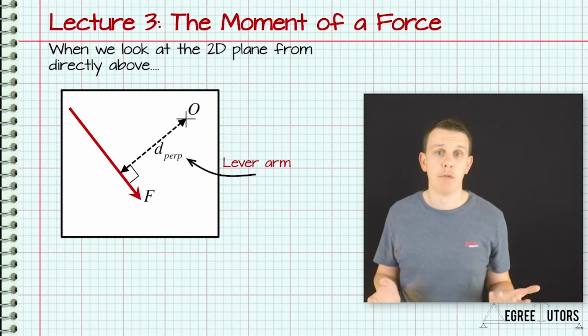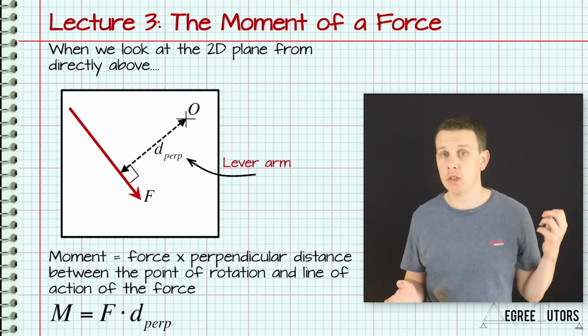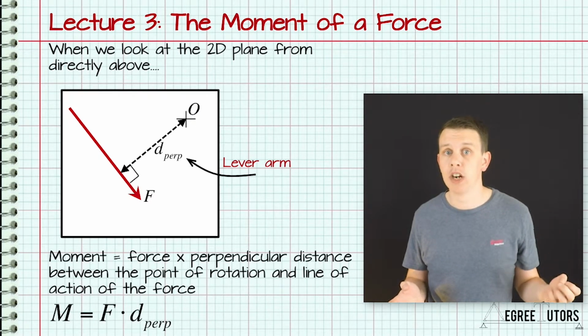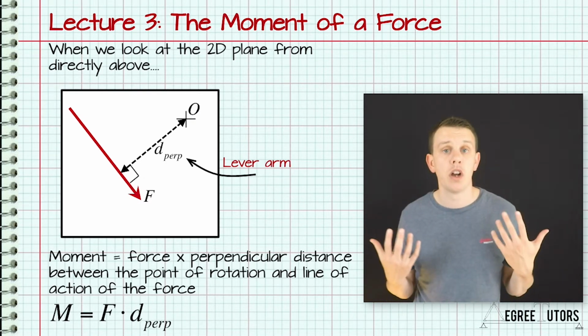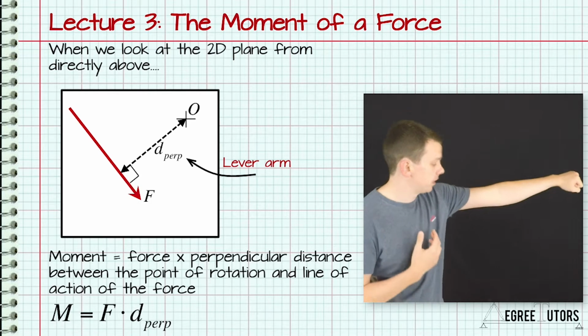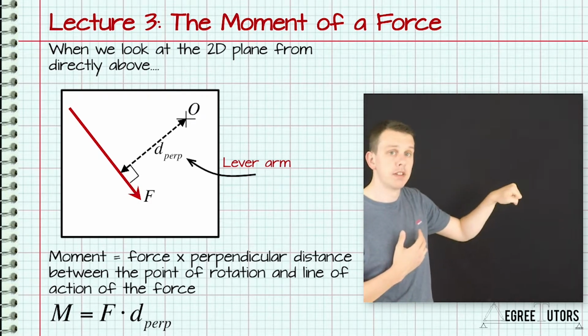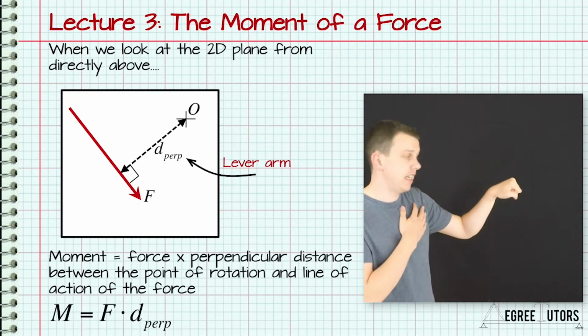Now, the magnitude of a moment is the product of the magnitude of the force multiplied by the lever arm. So the smaller the lever arm, the smaller the moment, and vice versa. That's why as I moved my arm closer into my body, the moment was getting smaller and smaller, and so it was easier for me to hold the weight.